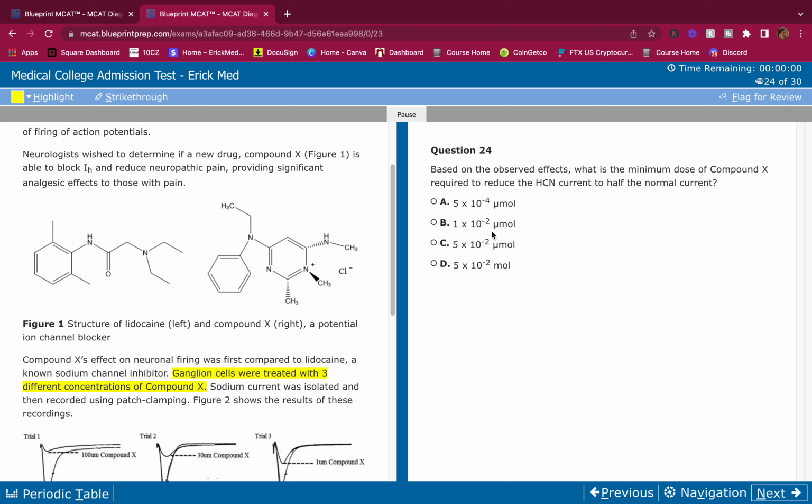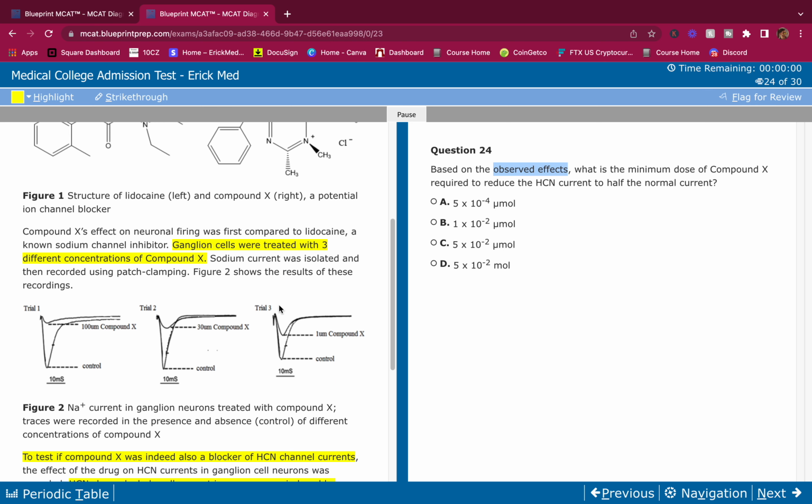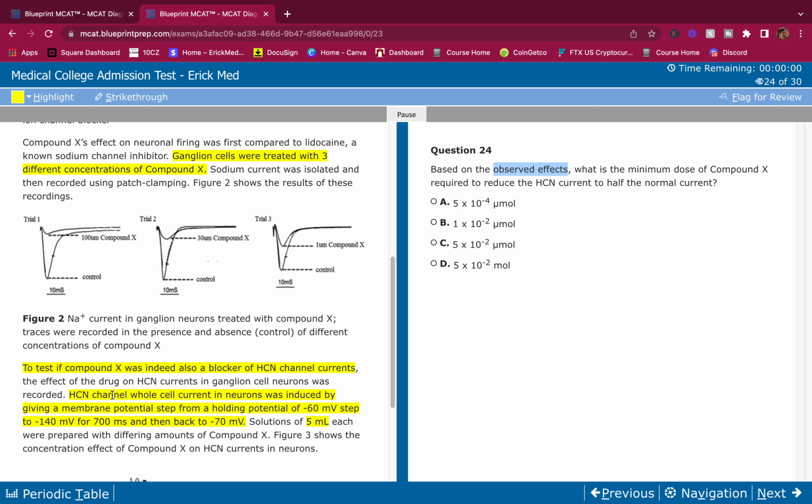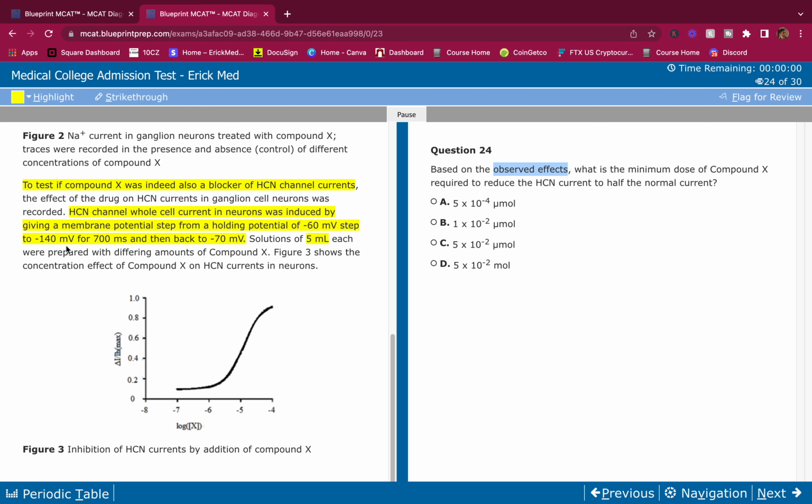Based on the observed effects, what is the minimum dose of compound X required to reduce the HCN current to half the normal current? Okay. Observed effects. This is telling me I have to go to some experimental results. They tested the hyperpolarization in the presence of compound X. What happens? Does it get depolarized, get hyperpolarized? Does that get blocked here? Here they talk about the current in figure 3. So I'm going to jump to figure 3 here.